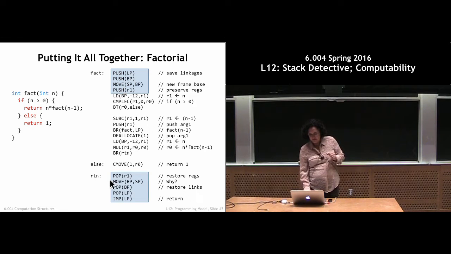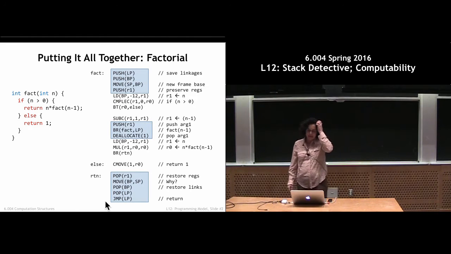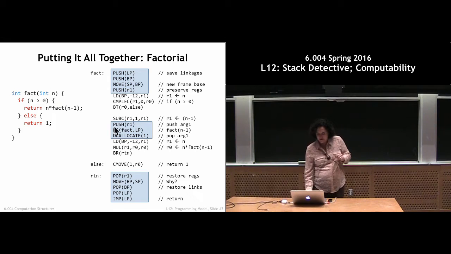In our exit routine, we're going to do exactly the reverse of this. So we're going to pop R1 in order to restore the value of that register. We're going to move BP to SP. We're going to restore our base pointer, restore our linkage pointer, and jump to the linkage pointer to get back to wherever we were called from. And then over here in the middle, we had this recursive call, where after computing the new argument for factorial, it pushes that argument onto the stack and then branches recursively to this factorial program, saving the return address in the linkage pointer. And then when it returns, it takes that pushed argument off of the stack.